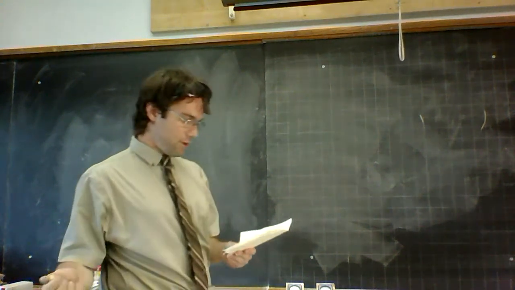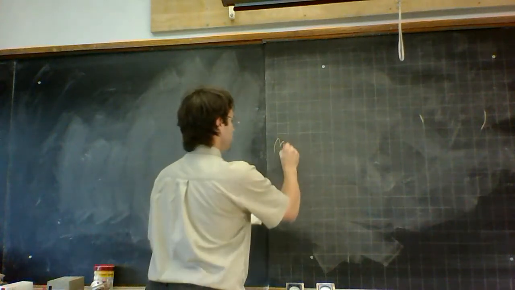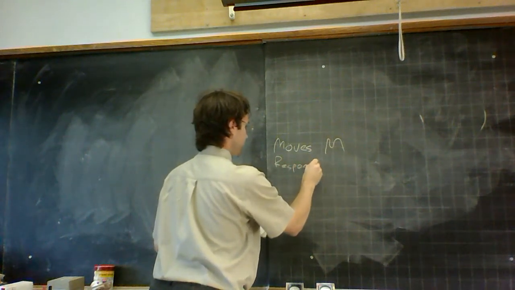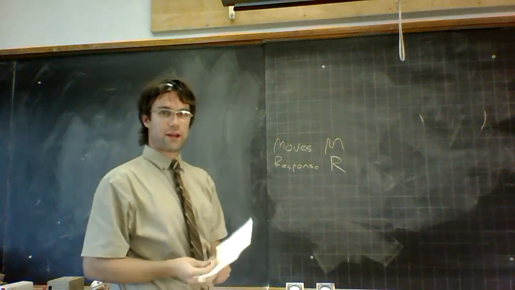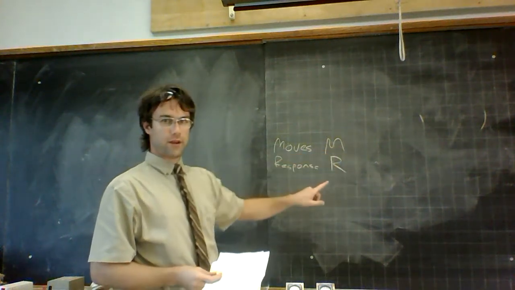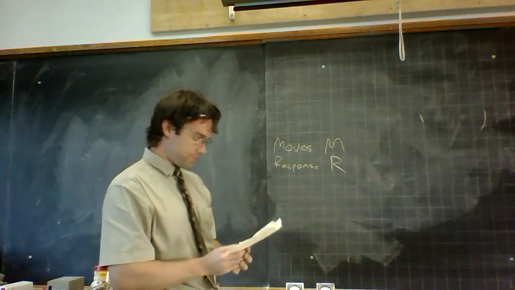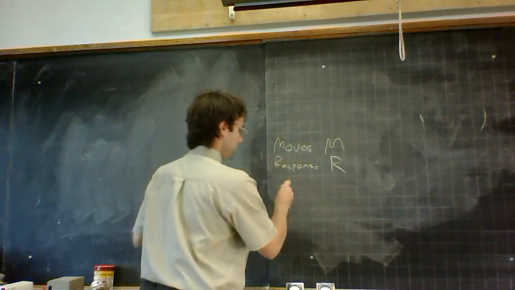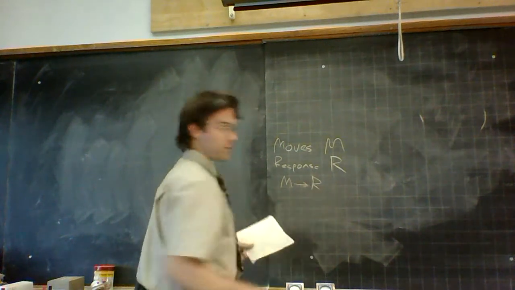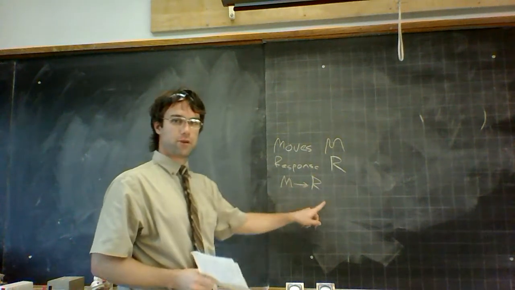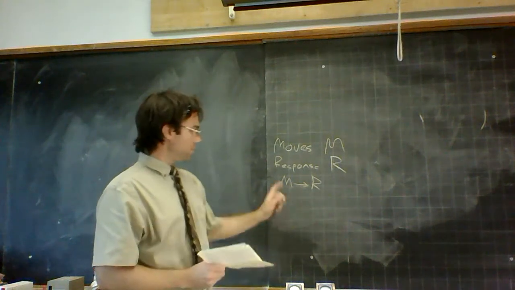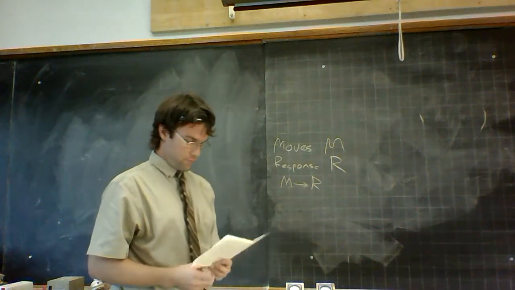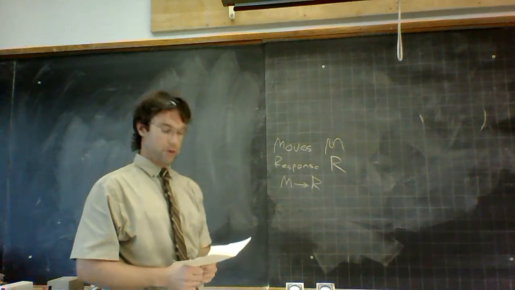And so what we're going to do is model our class of moves as M, and our class of responses as R. Generally what we're going to see is moves and then responses to those moves. If all of these are pure, then the pure strategies will probably work.